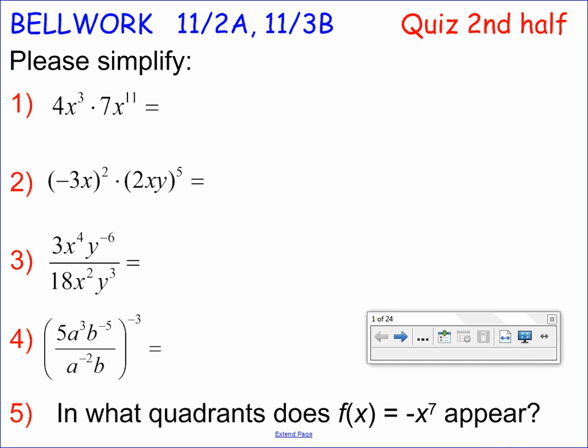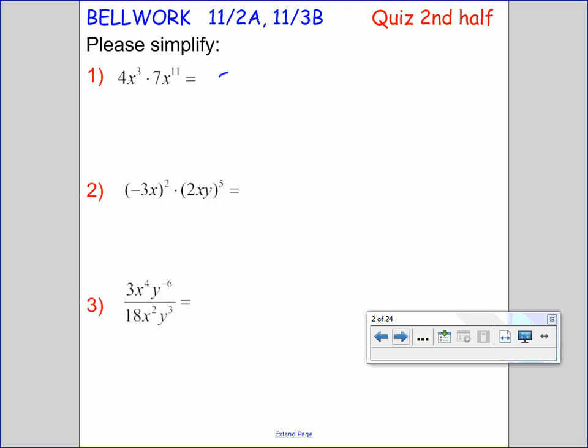We know that if there are no parentheses, then an exponent only applies to the factor directly next to it. And so in my first power, the green power, 4x cubed, we know that the 4 is not raised to the third power, only the x's. So we can go ahead and multiply 4 times 7 equals 28. And x cubed times x to the 11th. We remember our shortcut operation for multiplying powers together is to add the exponents. And so x to the 14th.